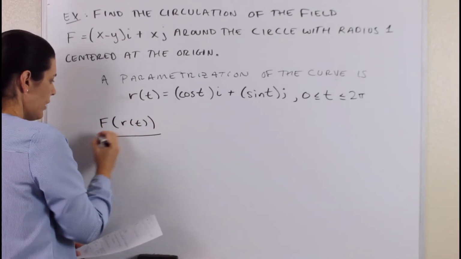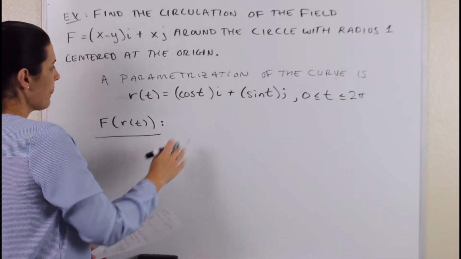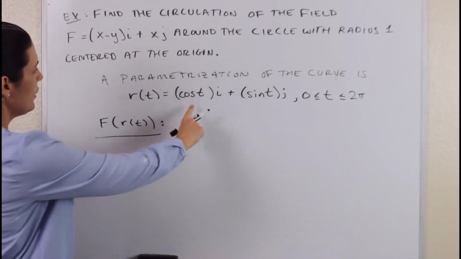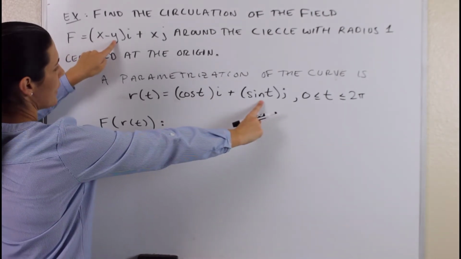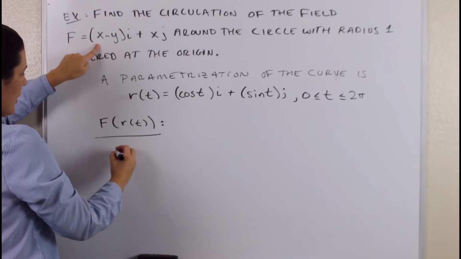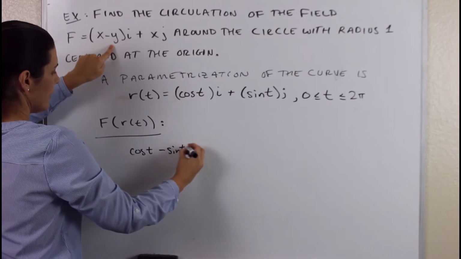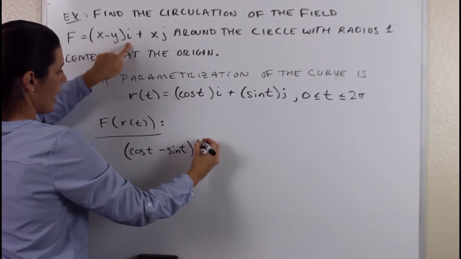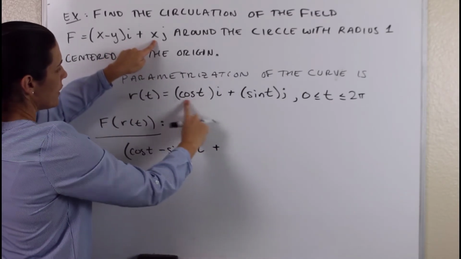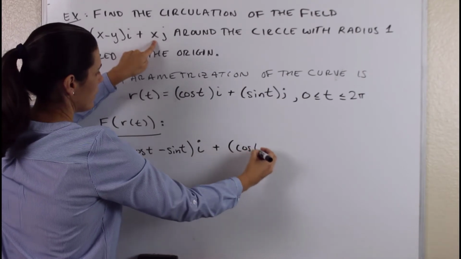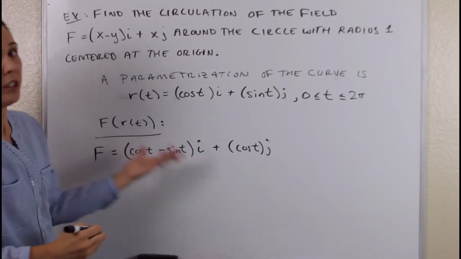We're going to start by finding our field evaluated at our curve. So f of r of t, and this time I'll just point to it. Our x here is cosine t, our y is sine t. So when I plug them into f, I get cosine t minus sine t, and that's the i component of f. And then pointing over here, this is our x component, which is just cosine t, so cosine t for j from our field f. So this is f of r of t.